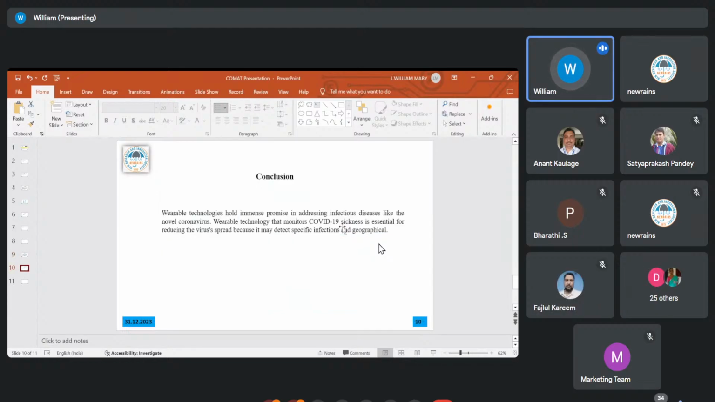So, the conclusion: wearable technologies hold promise in addressing infectious diseases like novel coronaviruses, and these wearable devices also monitor the fitness of COVID patients, indicating whether these patients have the infection or not. So this will be more helpful. Based on this, we are going to implement our device. That's all, sir.